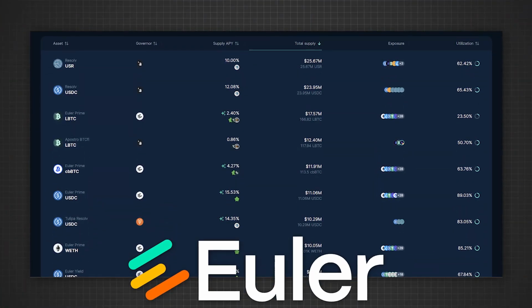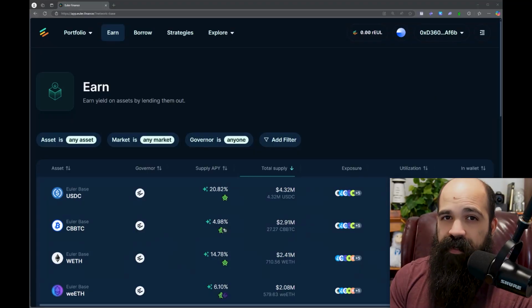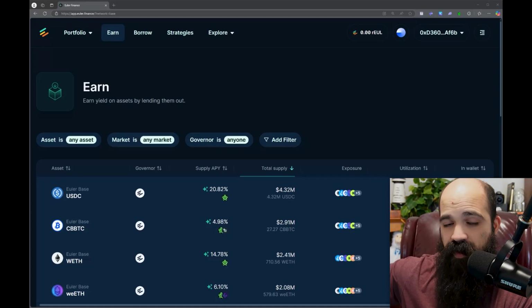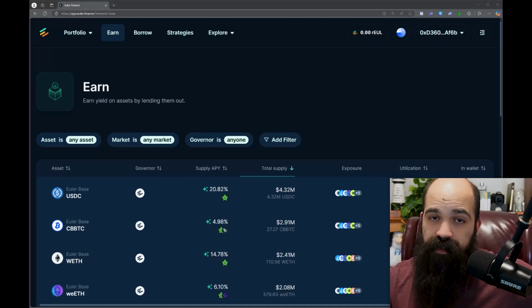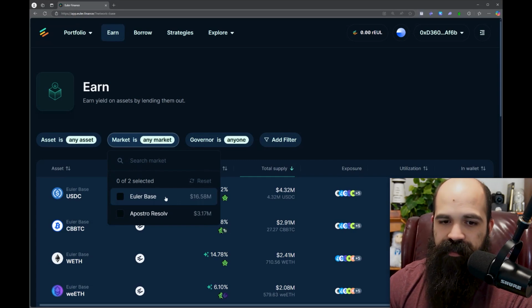So let me tell you a little bit about Euler for those of you who don't know, and then I'll show you my favorite strategy here. Euler is a borrowing and lending protocol. It can do almost anything that a borrowing and lending protocol can do. It can have siloed markets. It can also have shared margin markets. So here you can check out these two markets that are currently listed on Base chain.